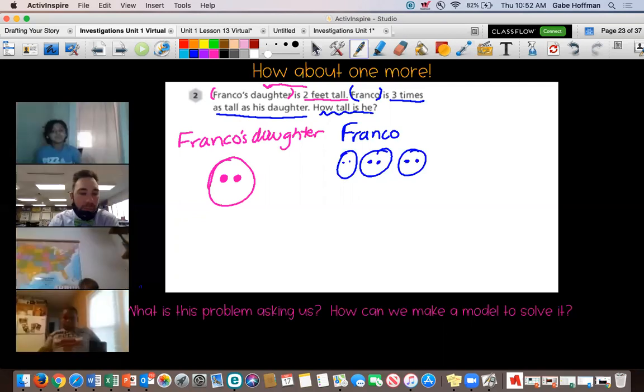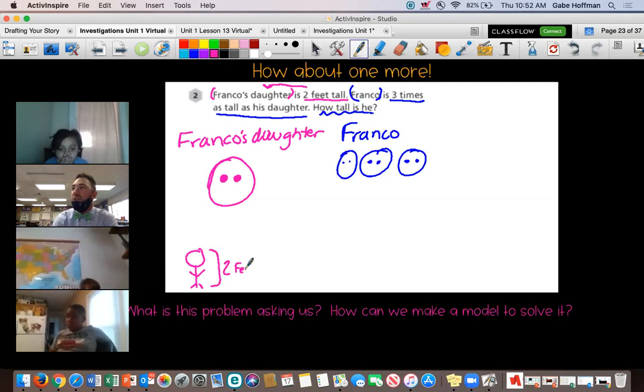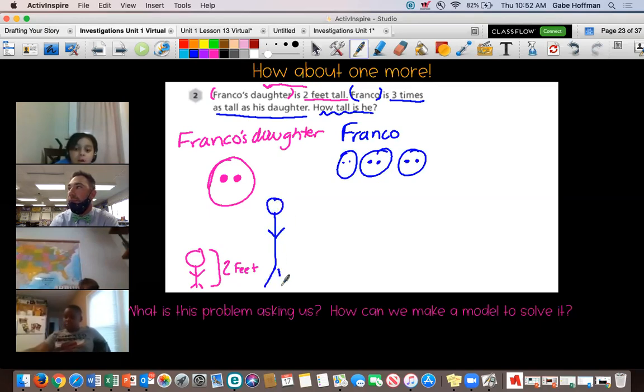But right now, the point of the problem is we're just working on how to represent it, like how to draw it differently. So like, let's say we drew Franco's daughter and we showed that she was 2 feet tall. So we just drew a little stick figure standing there. That's Franco's daughter. And we showed that she's 2 feet. How could we show that 3 times 2 feet like that with people? So like what we could do is we could draw Franco next to her, right? And we could draw that he's taller. And we could show that 3 of her, right, because he's 3 times taller, would be the same height as him.